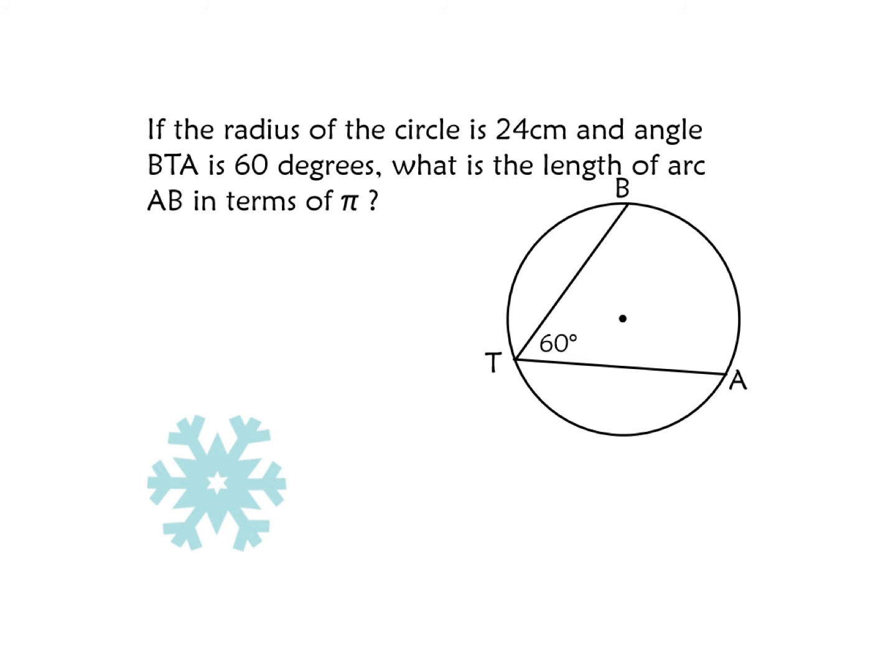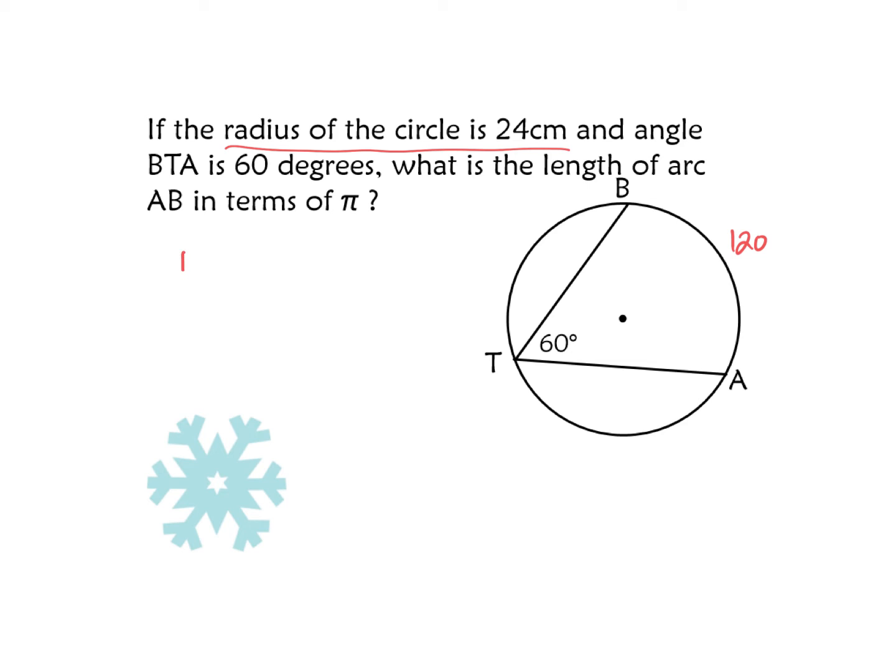Okay, the next one says if the radius of the circle is 24 centimeters, and angle BTA is 60 degrees, what's the length of arc AB? First I have to find the arc measure. I know that T is an inscribed angle, right? If T is an inscribed angle, then this arc has to be twice that, or 120 degrees.